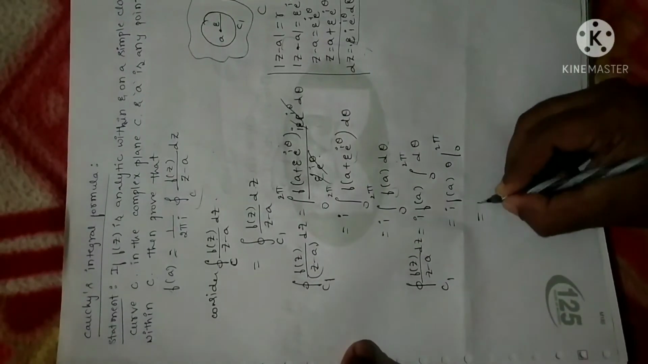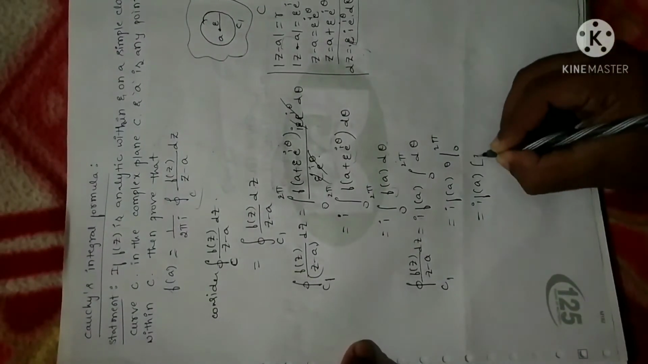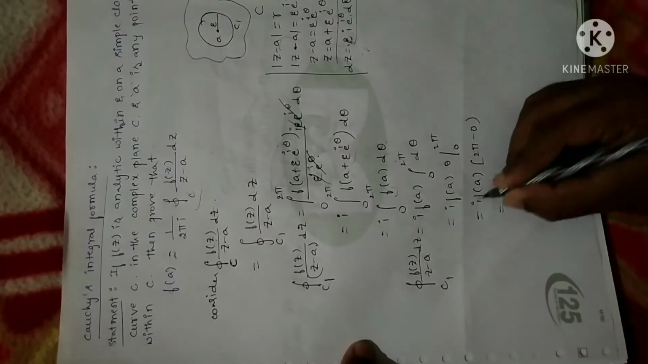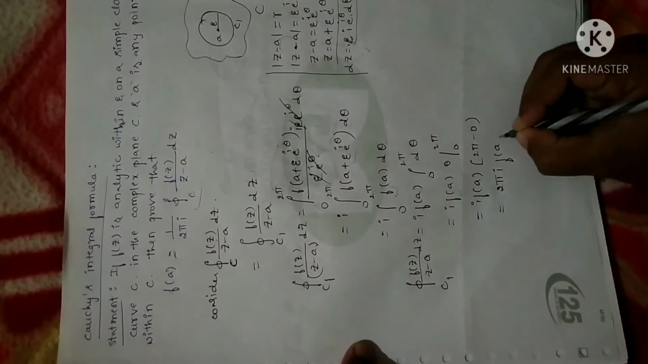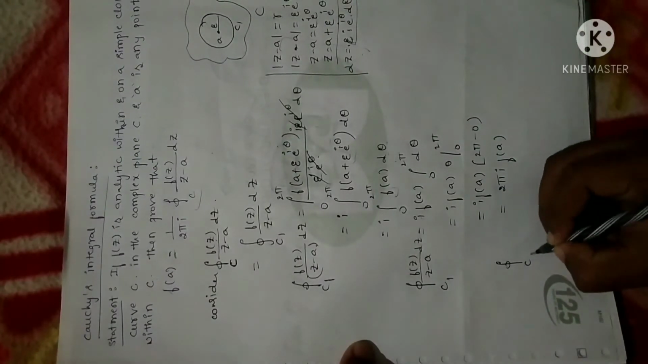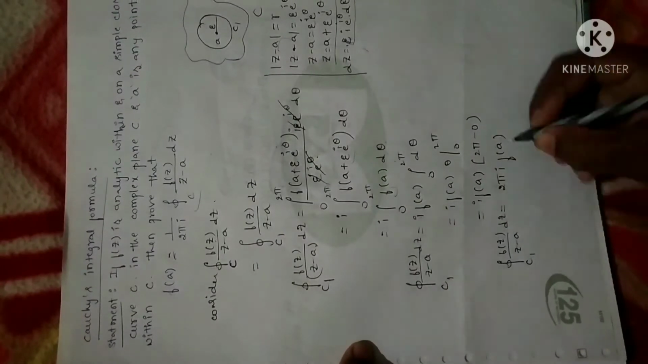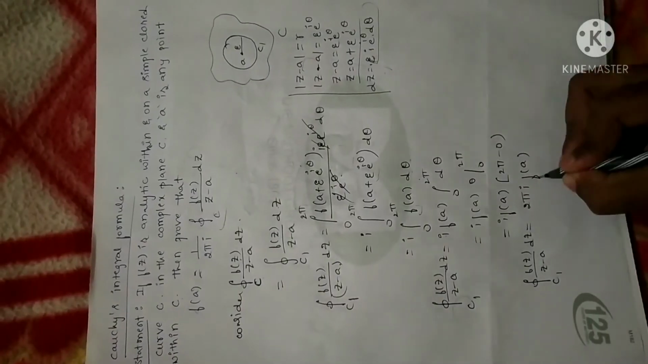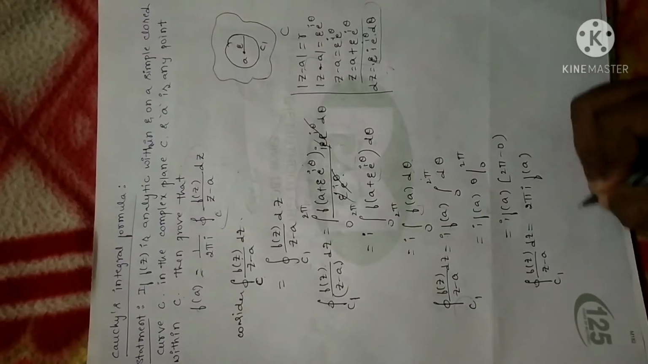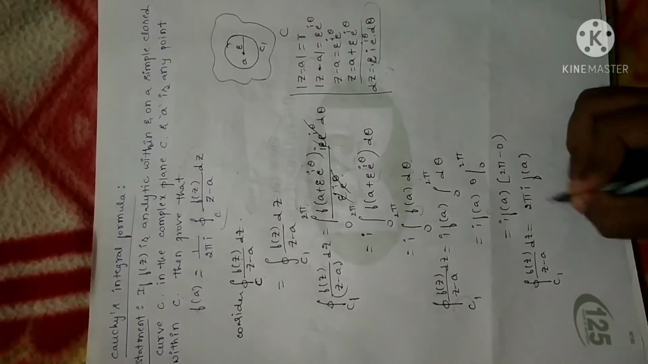Now let me substitute the limits. So I'll get i into f of A, upper limit 2 pi minus the lower limit. So you will get 2 pi i into f of A. Let me write here the integral over C1 of f of z divided by z minus A dz. Now let me shift the value of f of A, so that you will get, I'll keep f of A on one side and I'm going to shift this.